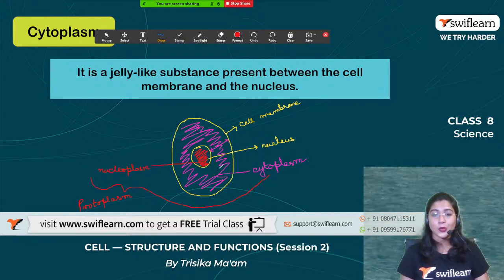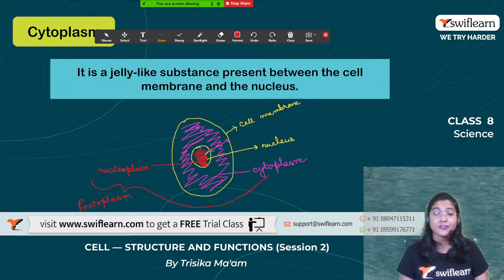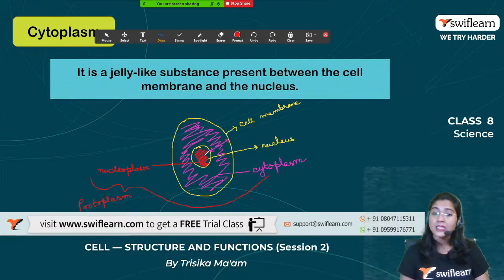Okay, so this nucleoplasm which is present within the nucleus and the cytoplasm which is present in between the nucleus and the cell membrane, they together form the protoplasm.